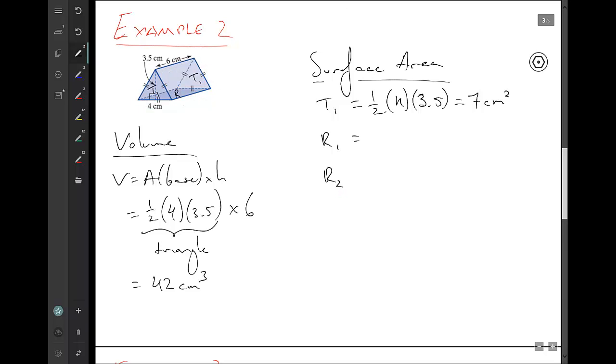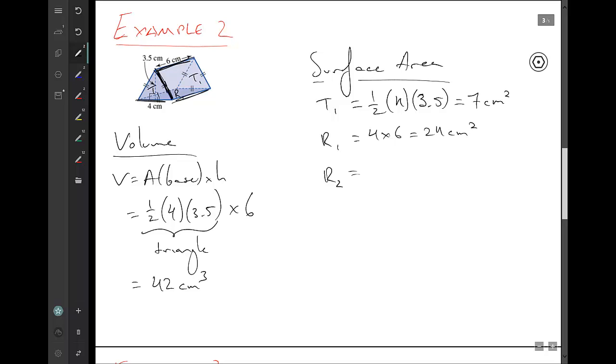Okay, that's better. All right, so R1, this bottom face, is 4 centimeters by 6 centimeters. So 4 times 6 equals 24 centimeters squared. And finally, each of these sloping faces, so is this times that.